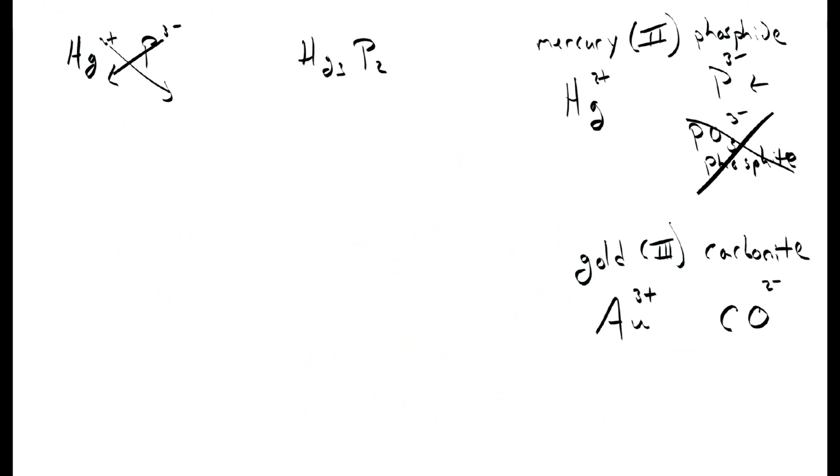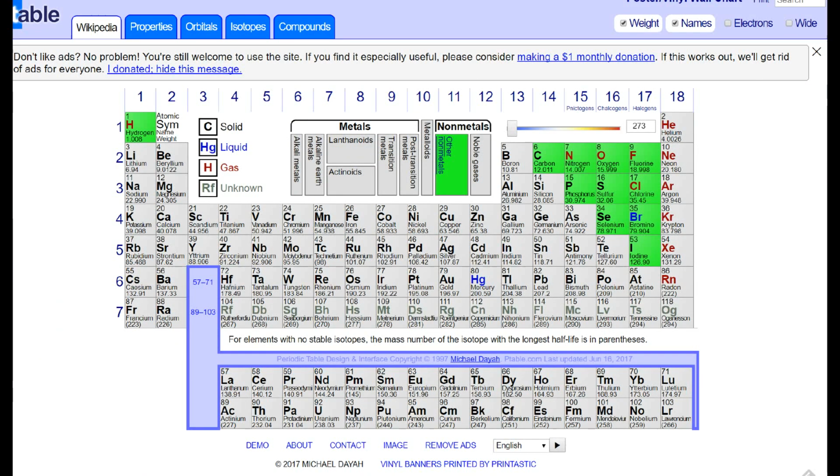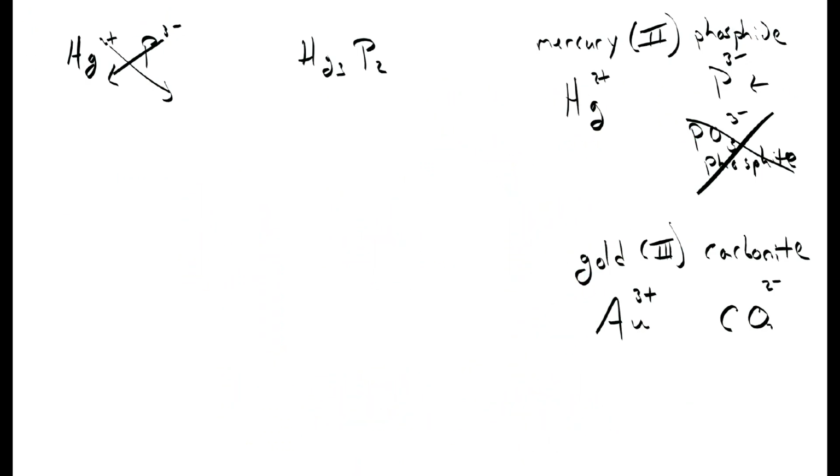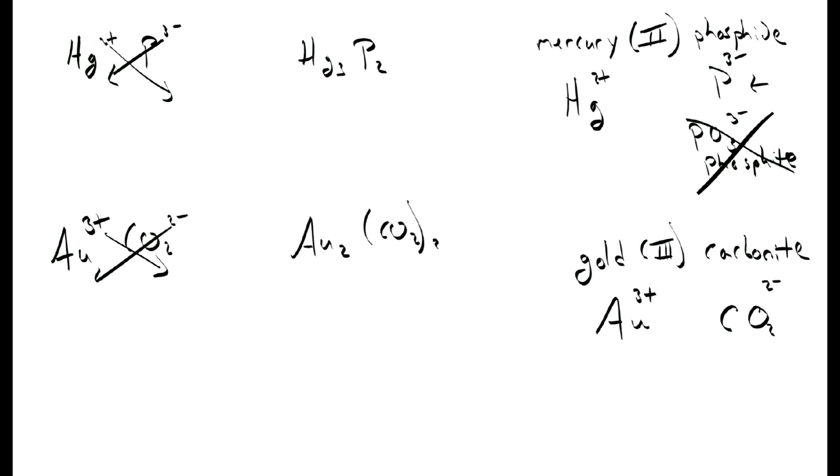What about the number of oxygens? Well, that also works because this row is 4 and 3 for ate and ite. This row is 3 and 2 for ate and ite. So carbonite is CO2 2-. So now we have our 2 species, Au 3+ and CO2 2-, and we can cross the streams. Au2 (CO2) 3. Don't forget the parentheses. Those are vital.